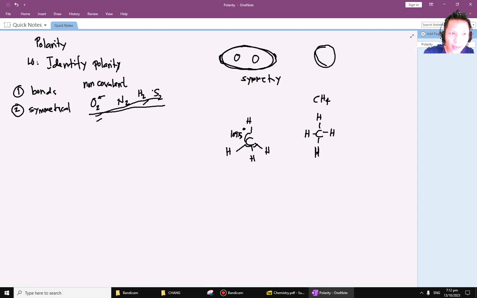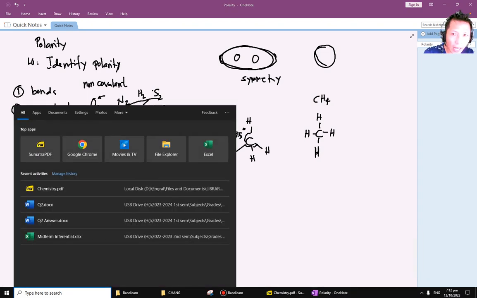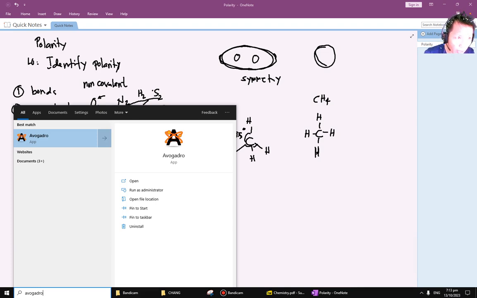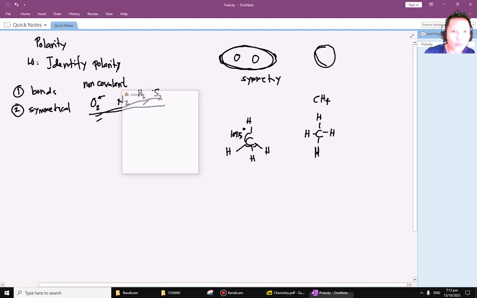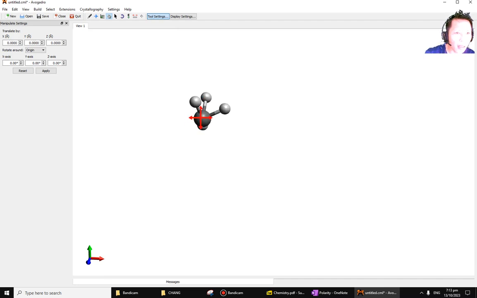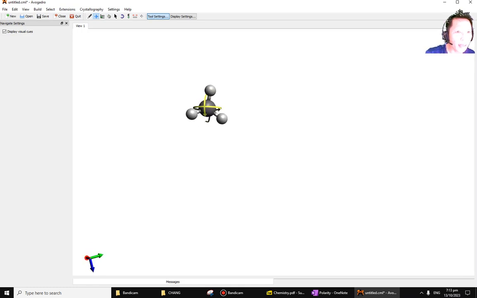Maybe we can use a software. I can use a free app. I'll open Avogadro. This is a free app. If you have a computer, you can install this. Just look for it on the internet, and you can find it. So if I draw a CH4, it will look like that. You can see that that is symmetrical. See, it has the same angle all throughout.